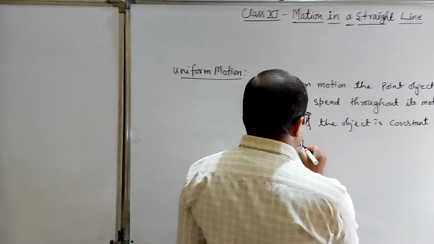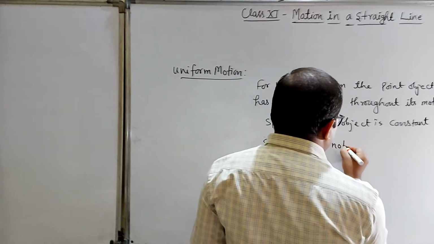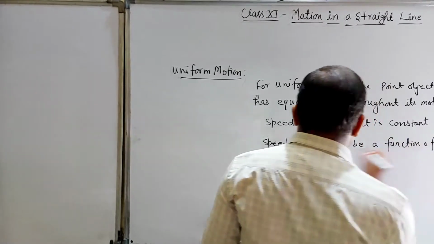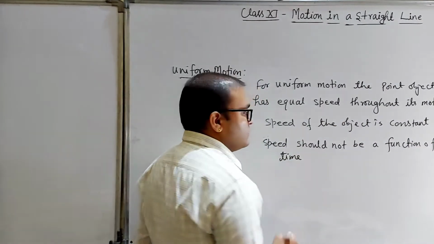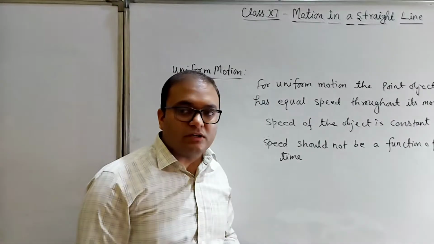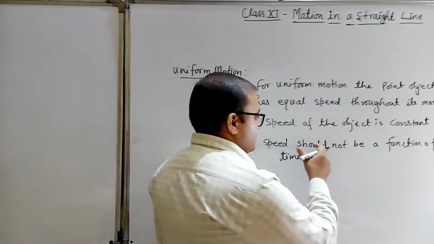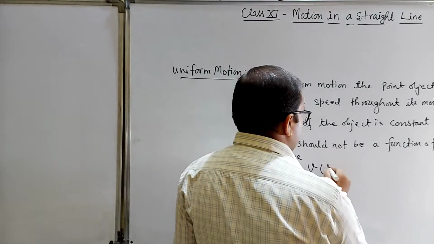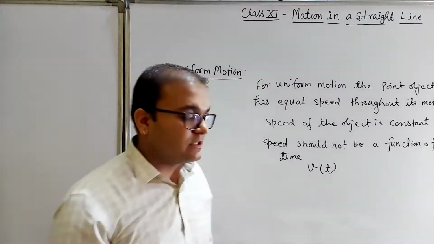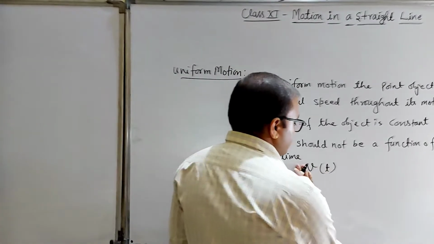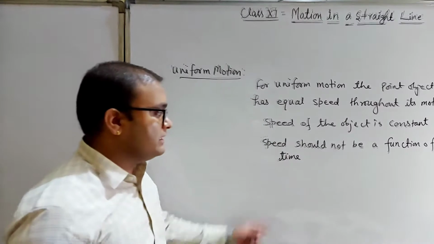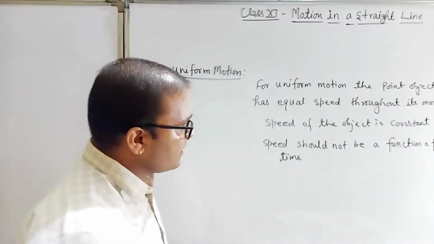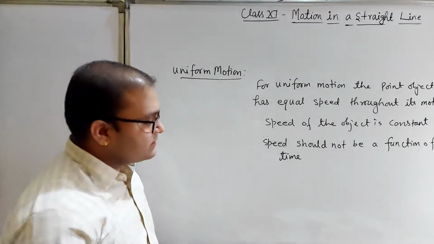Speed should not be a function of time. It means speed should not depend on time. Speed v should not be a function of time for uniform motion. If the speed is not a function of time, then the motion is called uniform motion. Now I am explaining with an example.